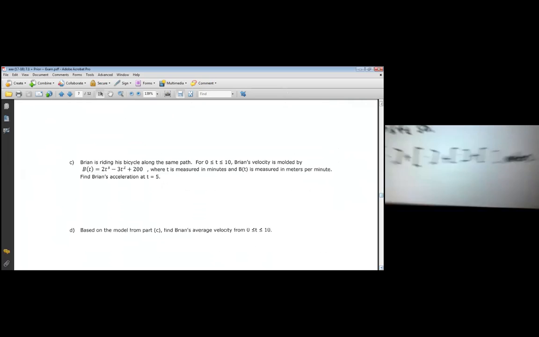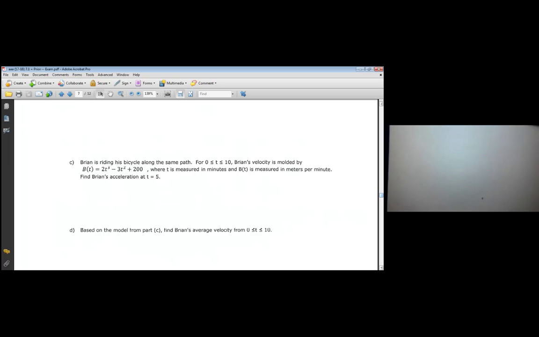Brian rides his bike. So Brian rides his bike, and you always want to identify to yourself, what are they giving me? B of t. What is B of t? B of t is the velocity. So they're really giving you the first derivative. Even though it's labeled B of t, in your mind, you're saying, all right, I got the first derivative. And then it says, find the acceleration at t equals 5.